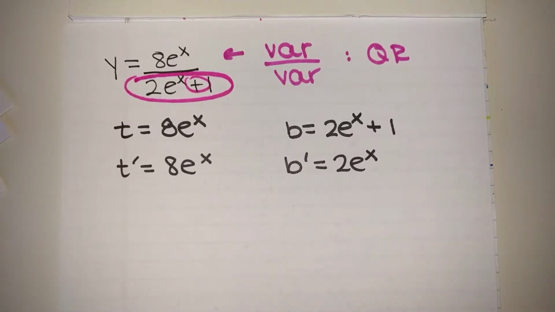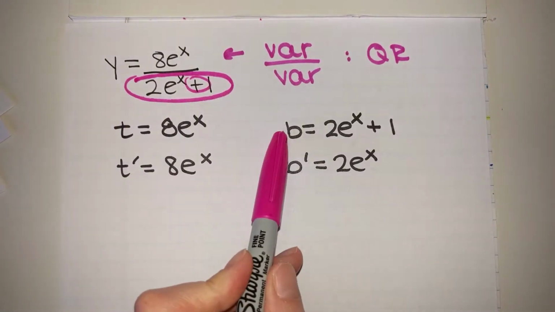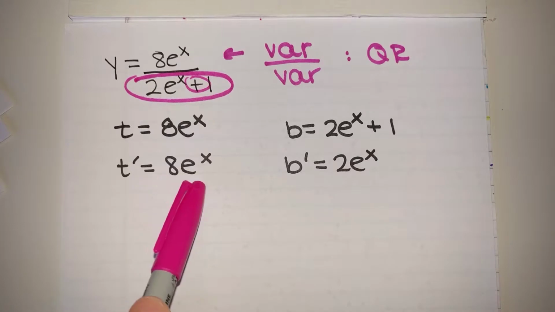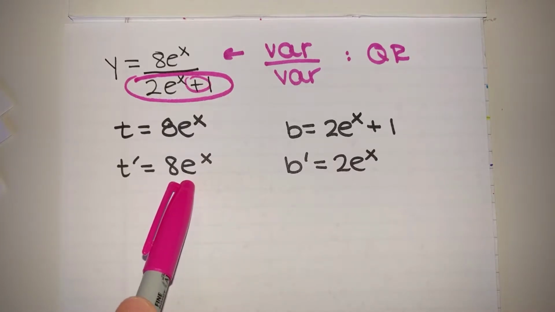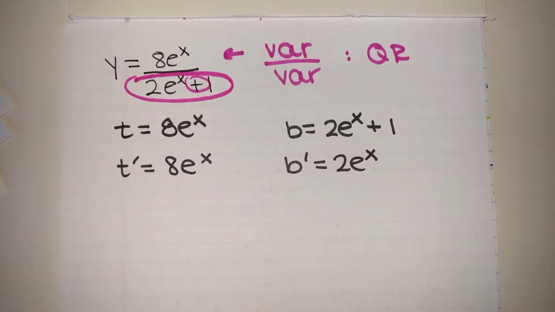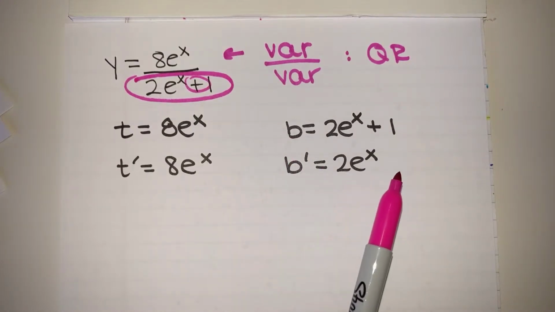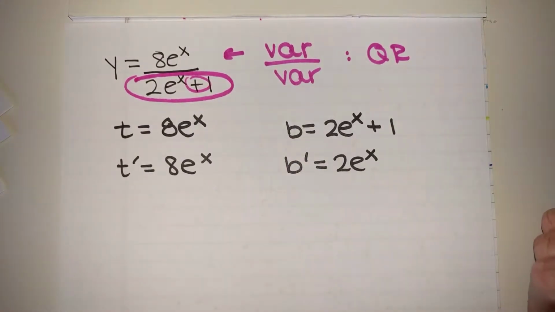All right, so I wrote up here the top function, the bottom function. Notice when I take the derivative of the top, 8 is a coefficient, so it will just tag along. The e to the x becomes e to the x by our derivative rule. And then over here, when I take the derivative of the bottom, I'll just have 2e to the x because the plus 1 will go to 0.